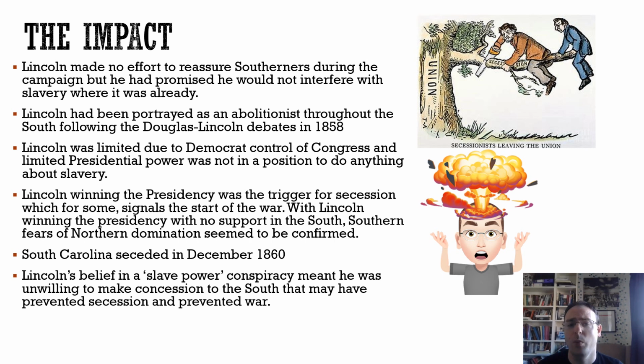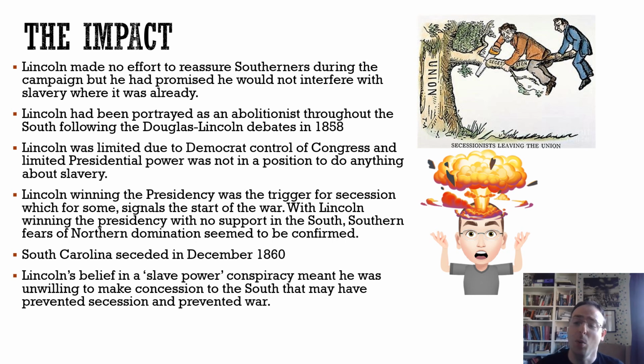Lincoln was limited once he was in power because there was a Democrat-controlled Congress. So even if he'd wanted to abolish slavery where it already exists, he wouldn't have been able to anyway, because Congress could have just stopped him. Now, Lincoln winning was a trigger for secession. South Carolina is the first to secede, in December 1860, and that goes back to what I was talking about previously, this idea that they saw that northern dominance had been confirmed, and that they were being picked on and not treated fairly.